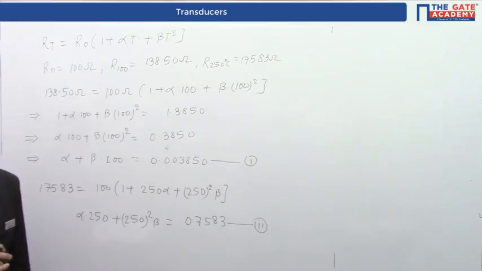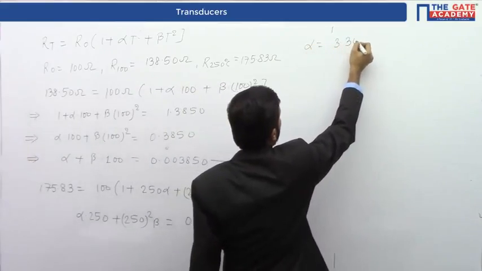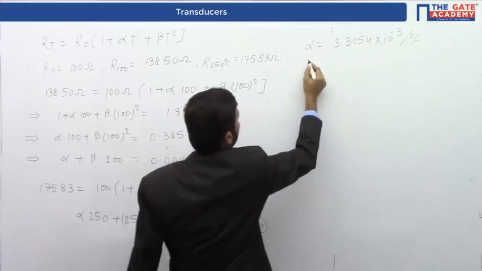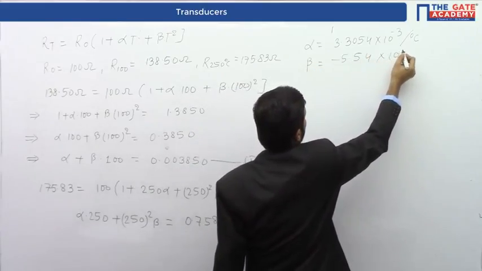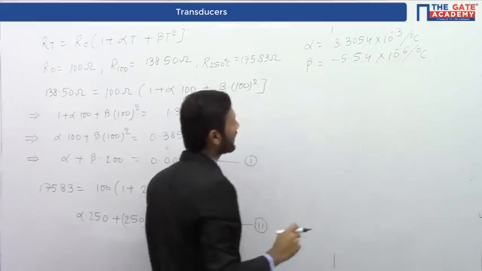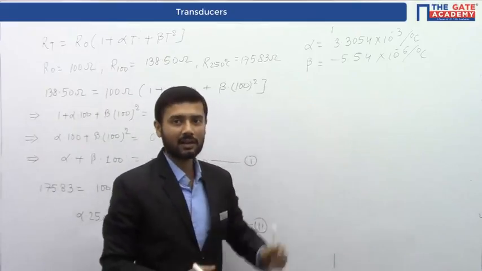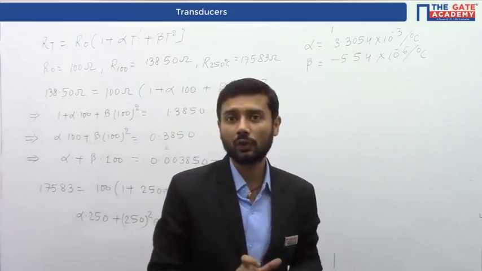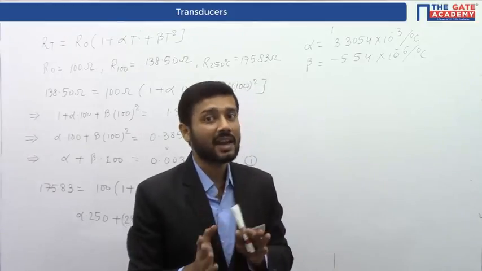After solving these two equations, equation 1 and equation 2, we will get alpha equals 3.3054 into 10 to the power minus 3 per degree C, and beta equals minus 5.54 into 10 to the power minus 6 per degree C. Now we will have to find the maximum percentage non-linearity with respect to the full scale deflection. So we will have to find the actual value of resistance at 100 degrees C.